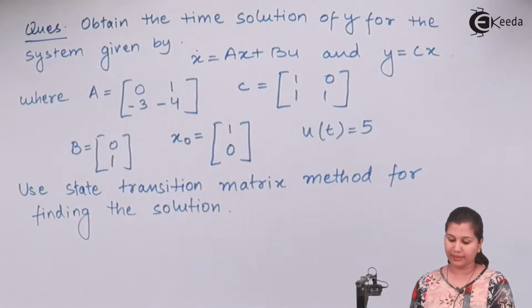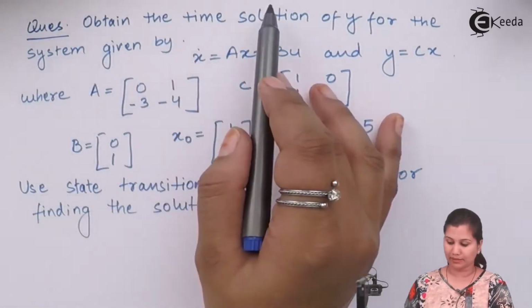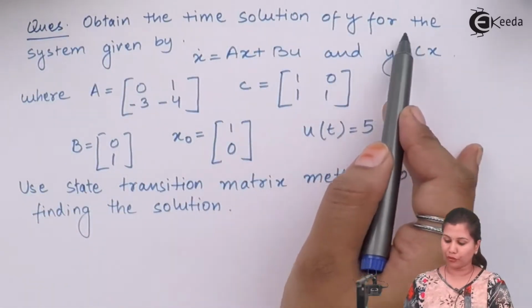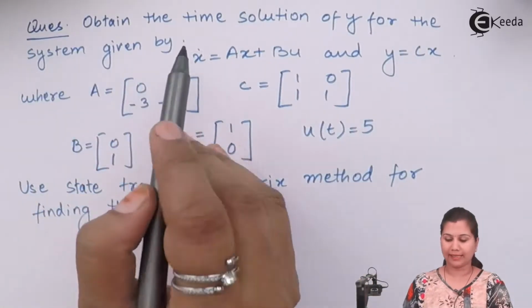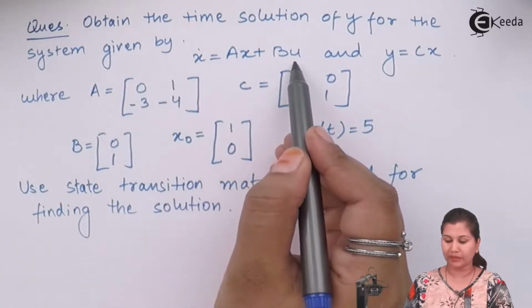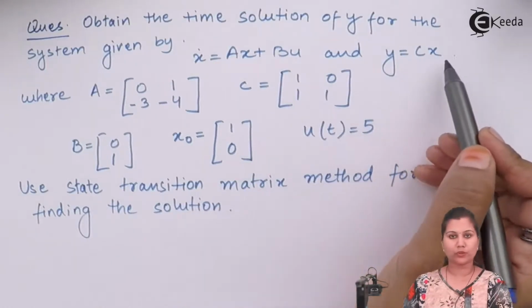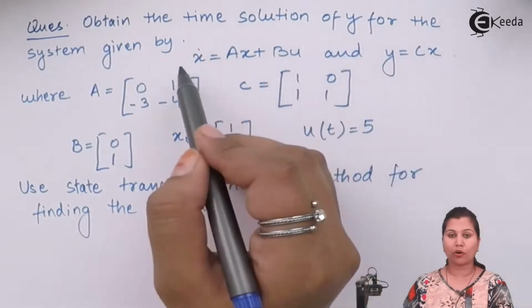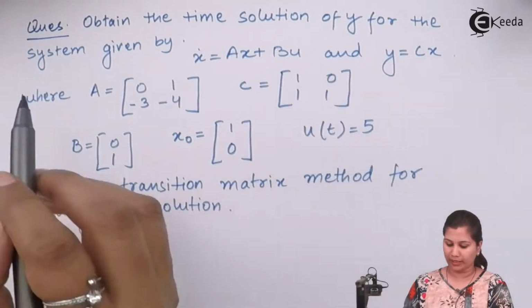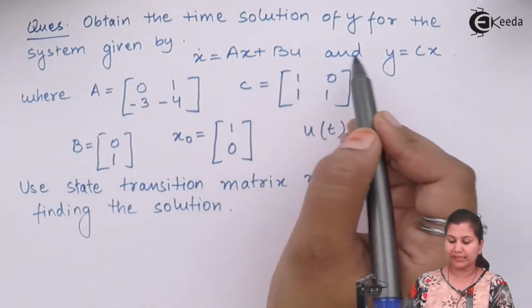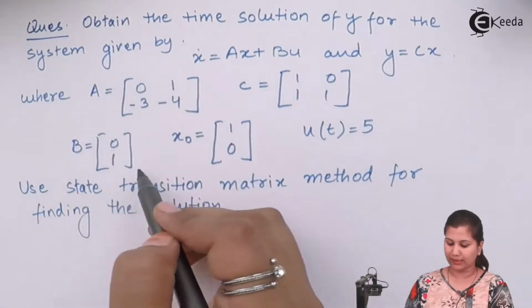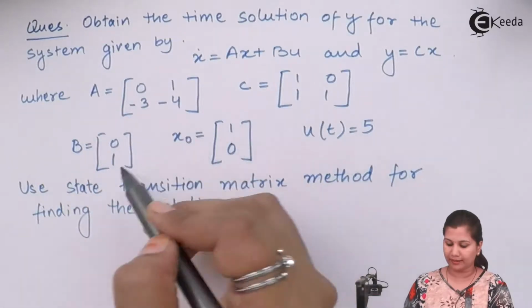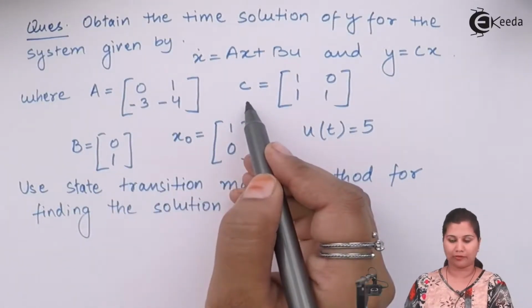So our problem is we have to obtain the time solution of y for the system which is given by x dot equals Ax plus Bu and y equals Cx. This is the state model of the system, okay? And the values of the A, B, C matrices are given to us in the question. A, this is B matrix, this is C matrix.